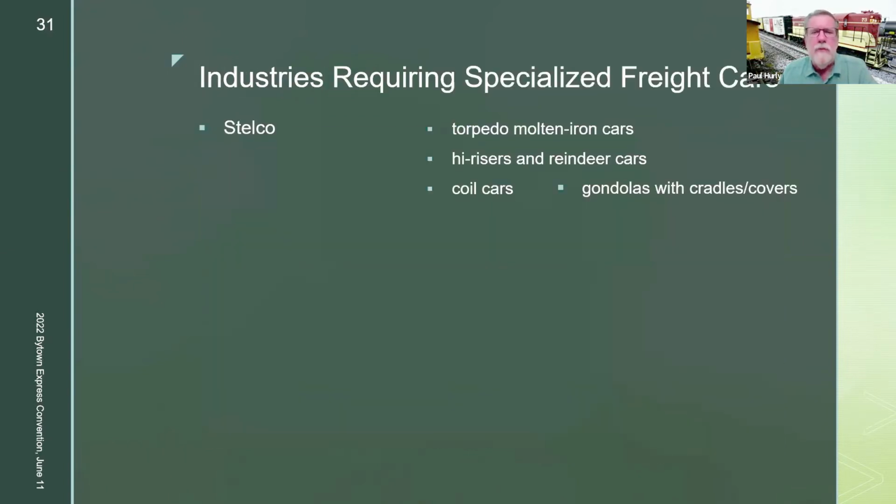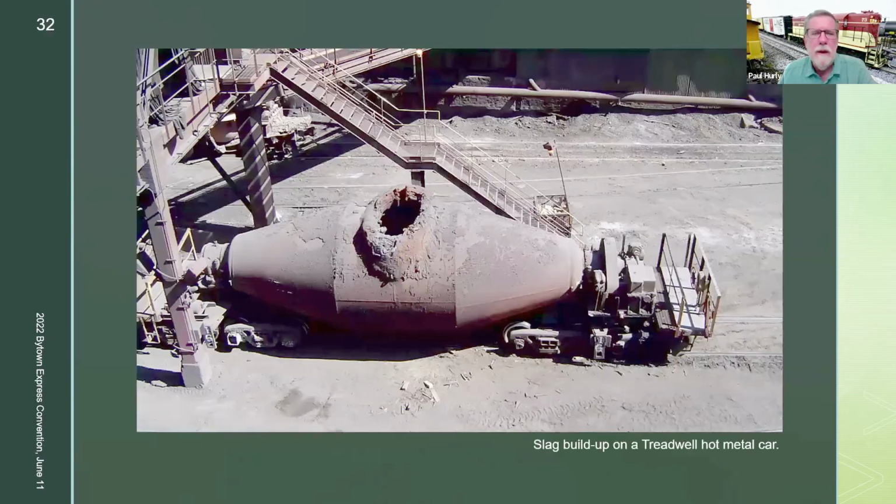So speaking then of Stelco, these are just some of the kinds of cars that you would want to have on your layout if you had this kind of an integrated steel mill. And Stelco was very much that. If you've never seen one before, this is sometimes called a bottle car, sometimes called a torpedo. But it's a hot metal car that runs from the blast furnace over to the basic oxygen, and is an interesting car in its own right.